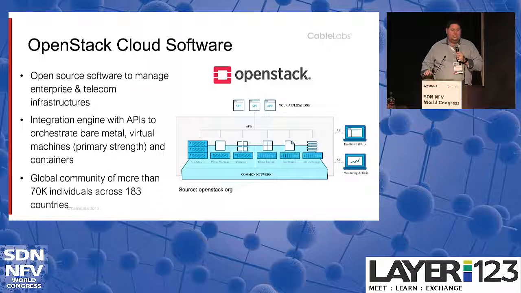OpenStack over the last couple of releases has really stabilized its APIs. We're seeing a lot more maturity in the OpenStack releases. We have 70,000 individuals, users and contributors, across OpenStack. And even looking at the OpenStack community now, it's much more focused on how people are using it and not on how people are going to make it better. So it's a really good, solid solution.